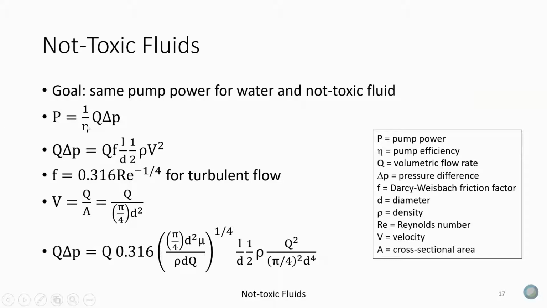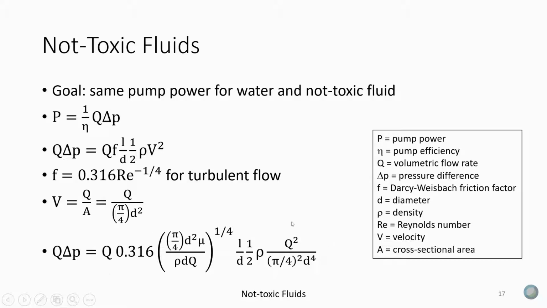So if we just do the math, and we're looking for the same pump power for both water and a non-toxic fluid, because pump power is important. And so that's a goal. Let's say, fine, we want to make the thing have the exact same pump power. So we know that the pump power, of course, is 1 over the pump efficiency, volumetric flow rate times the delta P through the loop.